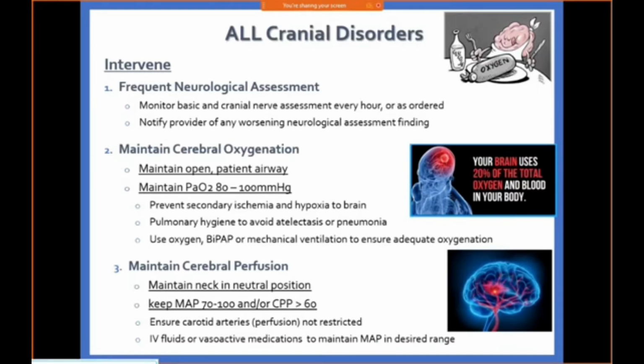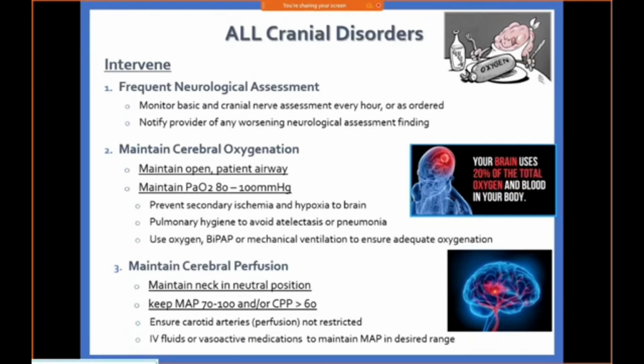The second one is maintain oxygenation to the brain. If the brain has had any injury, swelling, damage to it whatsoever, we're going to make sure that they have good oxygen. This may be that your oxygen saturation may be 92%. We're going to go ahead and just bump it up anyway. The brain eats 20% of our total oxygen. It's a high consumer of oxygen, and we want to provide it with the best oxygen.